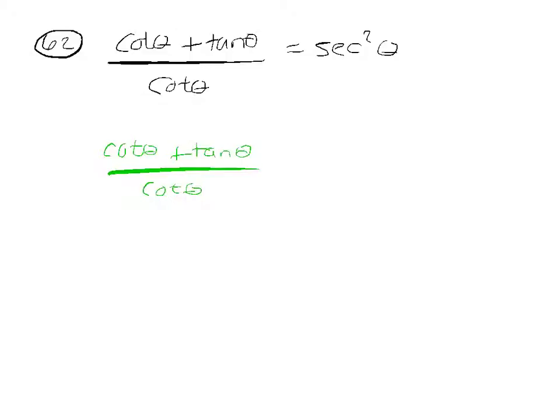What about changing them into sine and cosine? We can do that too. I'm afraid the math is going to scare you. All these ways are actually going to work. However, I'm going to show you the easier way. Because what this is saying is that everything on the top is being divided by cotangent, right? So let's do that individually. Let's split it up. I have cotangent over cotangent plus tangent over cotangent.